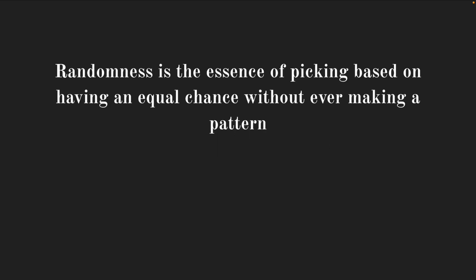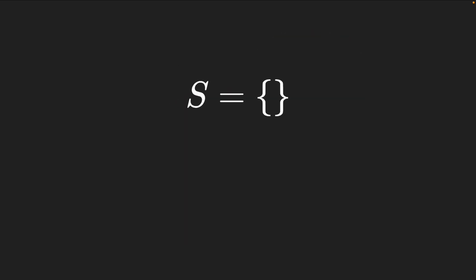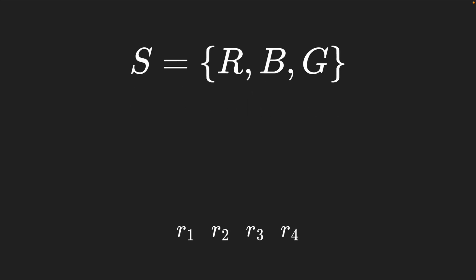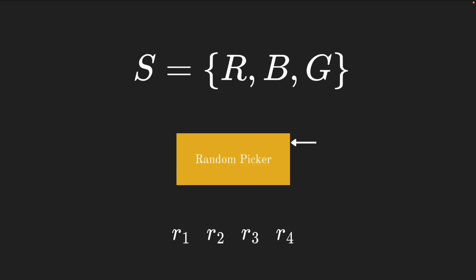Randomness is the essence of picking based on having an equal chance, without any bias. Like flipping a coin or rolling a die. For example, say you have the set S, and the set contains R, B, and G, and you wanted to output 4 random pickings from the set. Say you have a machine called Random Picker, and its input is the set, which contains all the possibilities of the random outputs, and it outputs n items, which are the random pickings from the set. In this case, n is 4.